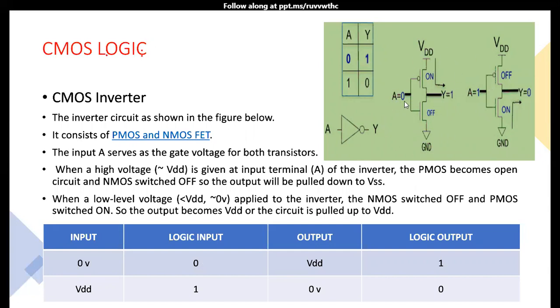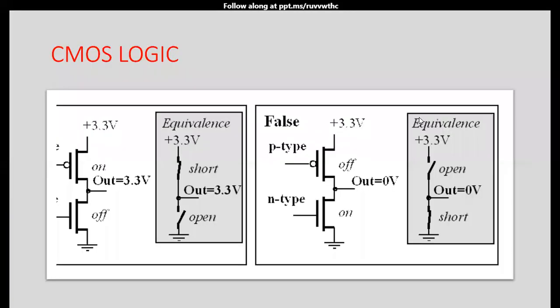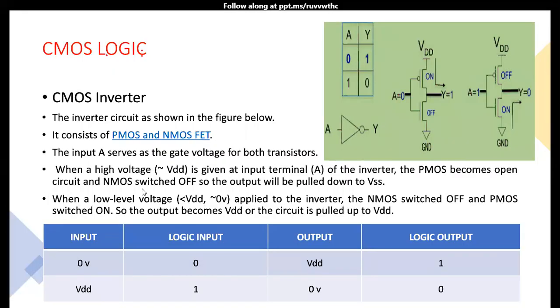If you give the zero input, what happens? The PMOS transistor will be on, and the NMOS transistor will be off. That is, the PMOS transistor is short circuited and the NMOS transistor is open circuited. Hence the output will be pulled up to the supply voltage VDD, hence the output will be high. The same thing is mentioned in the truth table. If you give the zero input, that is considered as logic 0. In this case, the output is pulled up to VDD, hence the output will be high.